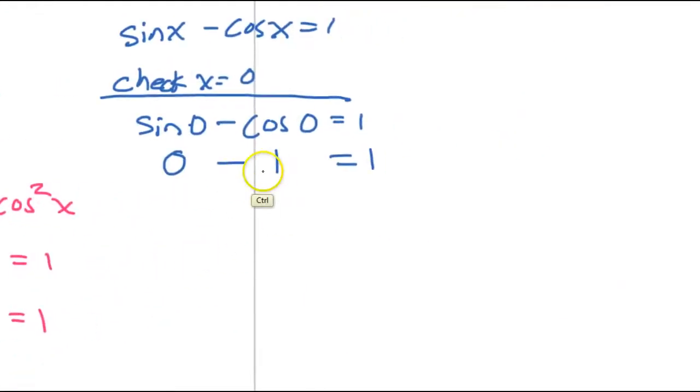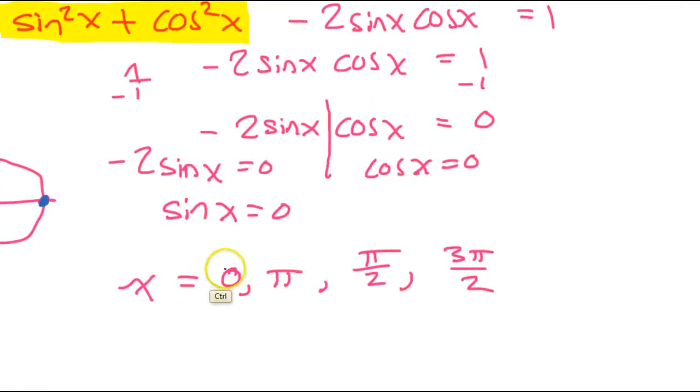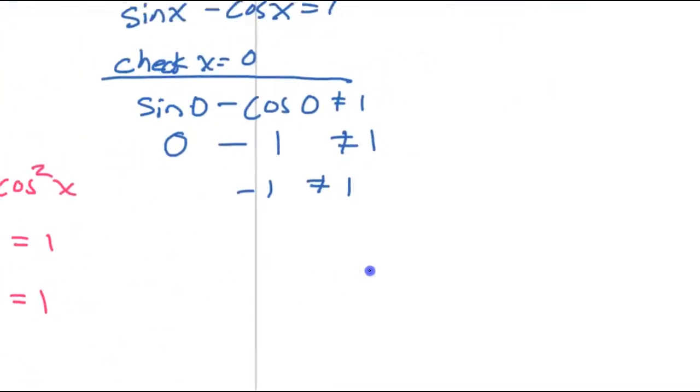So the question is, is this a true statement? No, because this is telling me that negative 1 is equal to positive 1. So these are not equal. So that means x equals 0 is not a true solution. So I have to throw that out. That's called extraneous. So now I'm going to check pi.